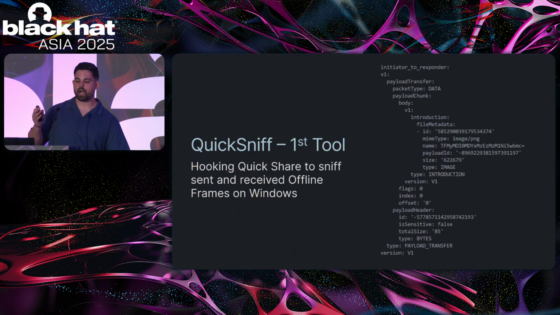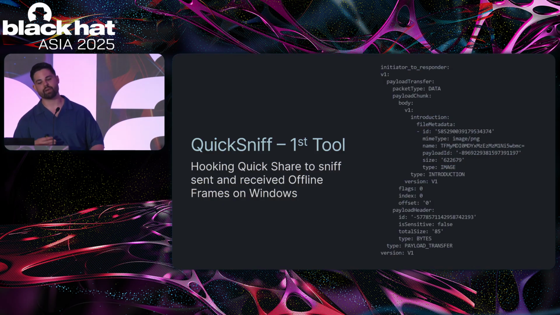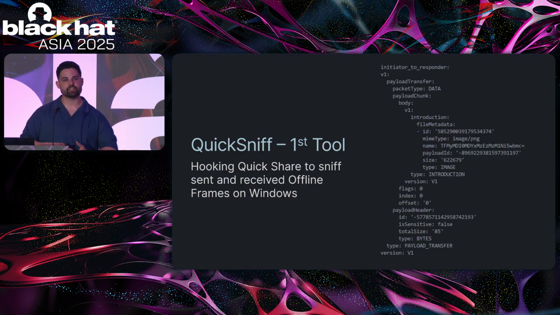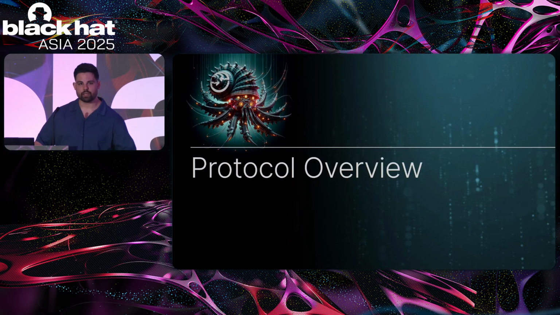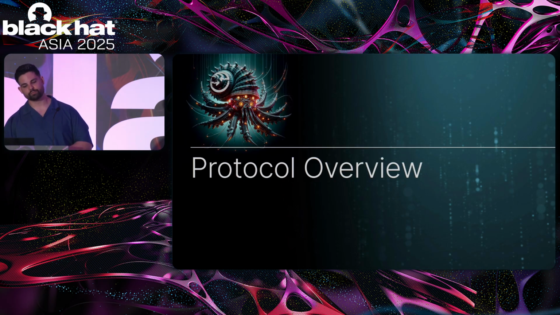Now at this point, our first tool for this research was born. It was called QuickSniff. Basically, the first version was implemented using WinDBG and PyKD. Then we improved it to be a DLL. And basically what it does is hook the read and write functions, then parse the received and sent bytes into offline frame objects, and then textually print them. This allowed us to much better understand the protocol in its textual form and see what really happens during a file transfer session. And this is why I'm now able to provide you with a quick overview of the protocol that QuickShare uses.